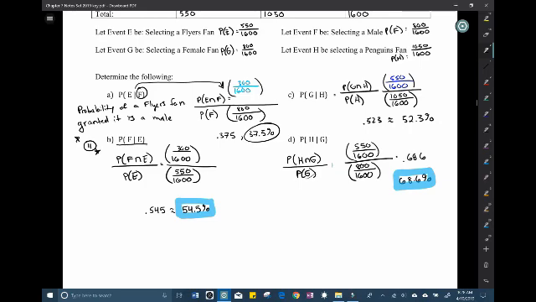All right, so nice job, guys. Conditional probability. Not too bad. Just give it a shot.